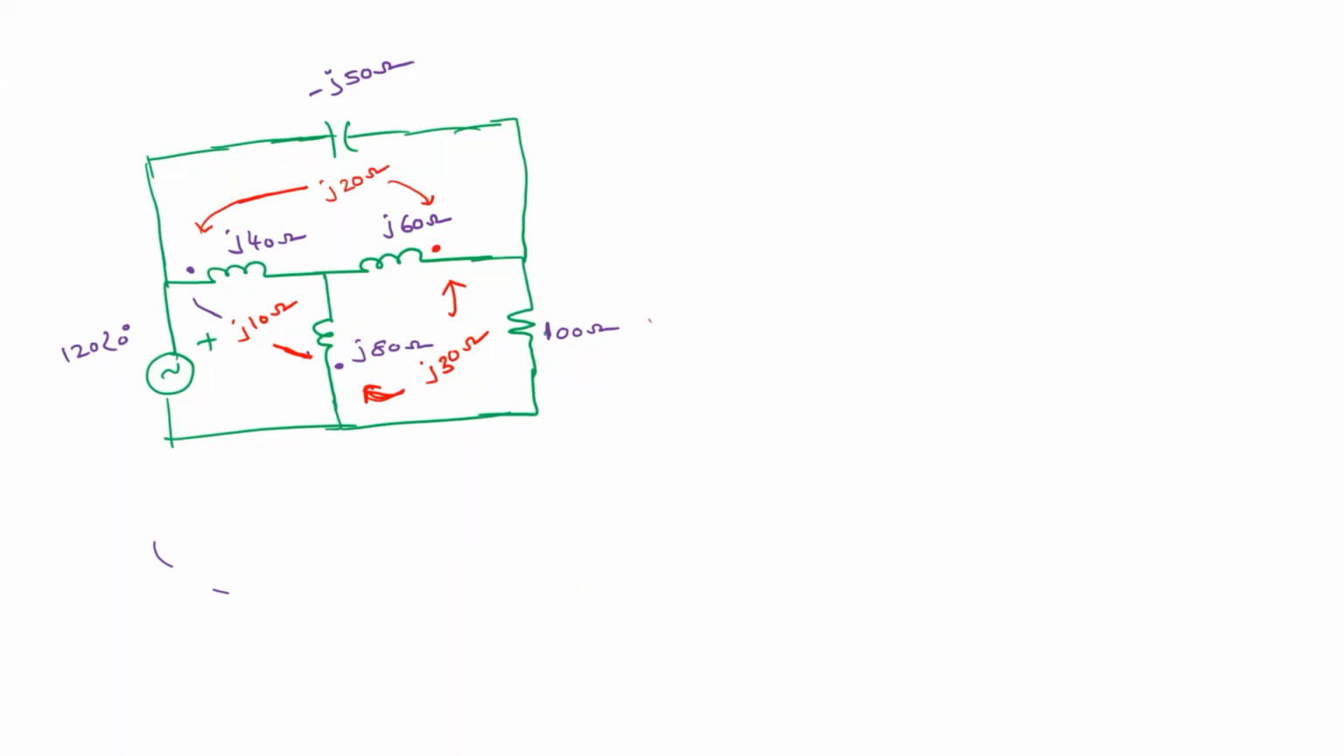Understood? So we have three circuits, so let us assume they are 1, 2, 3. Between 1 and 2 you have mutual inductance. Between 2 and 3 you have mutual inductance. And between 3 and 1 you have mutual inductance. So try to solve this.